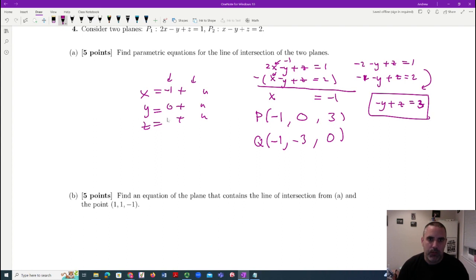Pick one of your points. It doesn't matter which one. Do 3 subtractions. That minus that is 0. That minus that is -3. That minus that is -3. Done.